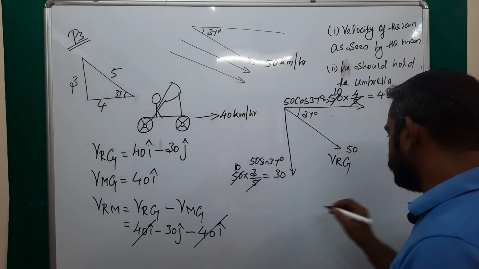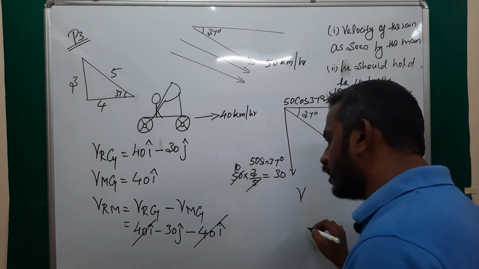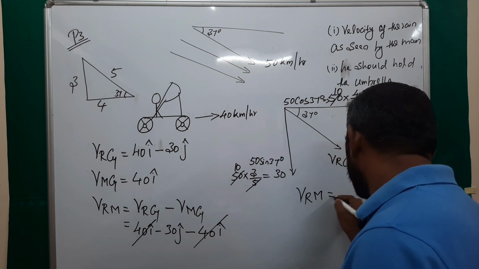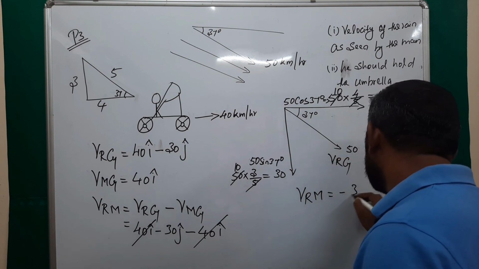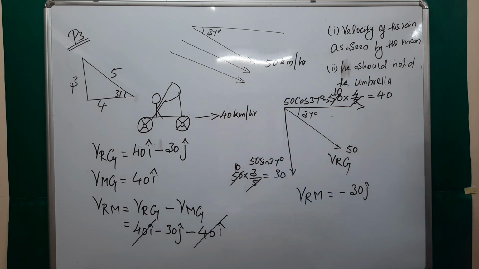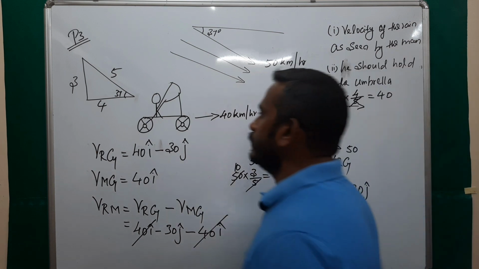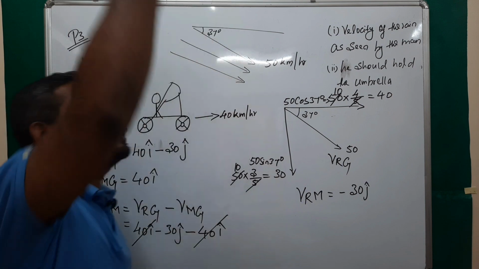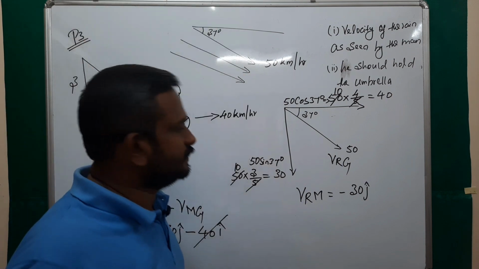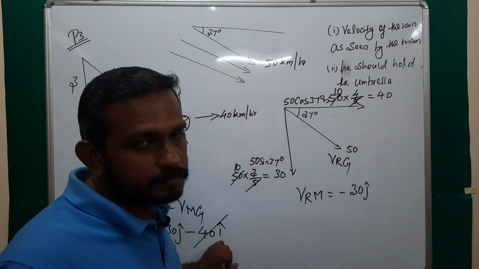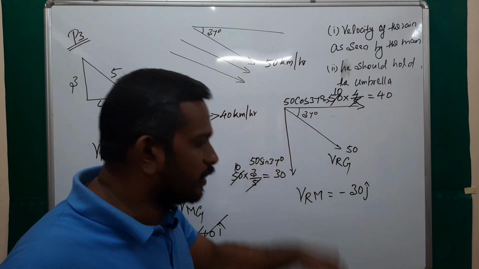So the velocity of the rain with respect to the man is equal to minus 30 j cap. So what is the feeling? That is, the man moving in the cycle feels that the rain is coming vertically downwards, because 30 minus 30 j cap is in the negative y direction, falling vertically downwards.